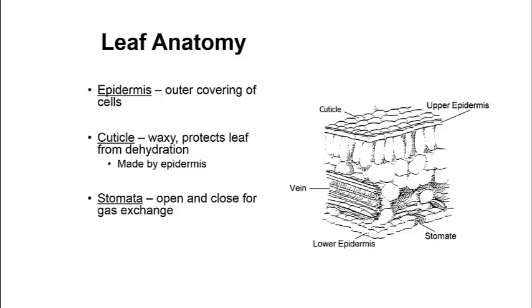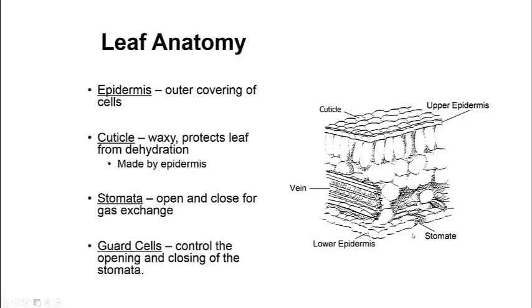The stomata in the lower surface here, in the lower epidermis, these open and close to allow carbon dioxide into the leaf for photosynthesis, and also for oxygen to diffuse out that is made as a byproduct of photosynthesis. So they open and close for gas exchange. And then the guard cells that are located on either side of the stomatal opening actually shrink or swell to either open or close the stomata.